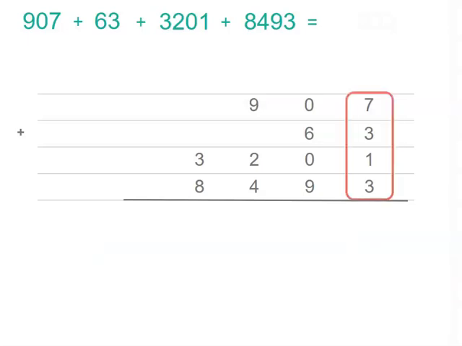Now let's add up the units column. I've got 7 and 3 makes 10. And 1 and 3 is 4, so that's 14 units. So I'm going to put 4 down and regroup 10 of the units to one of the tens.